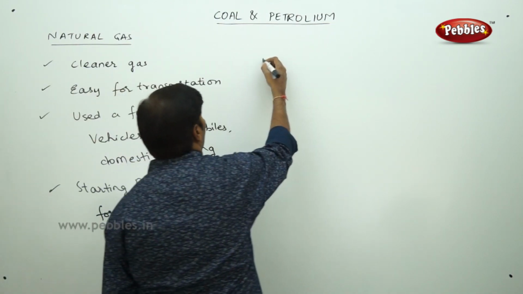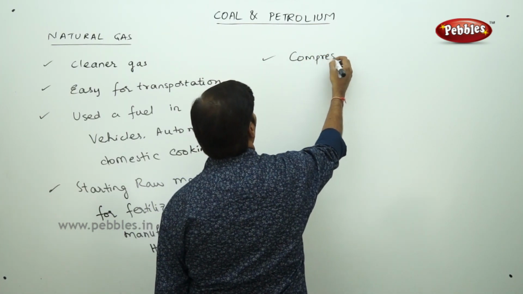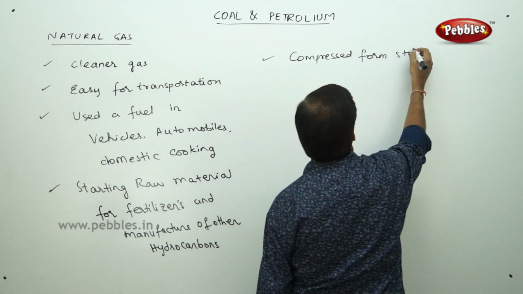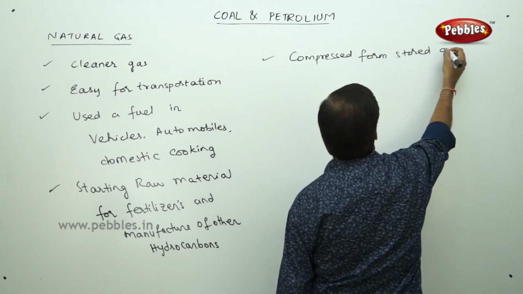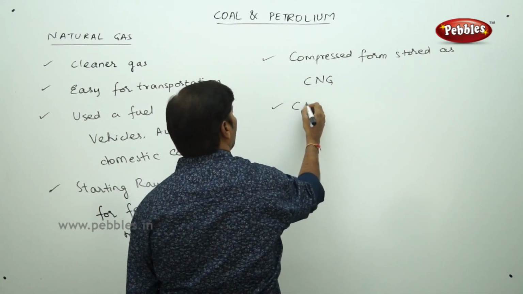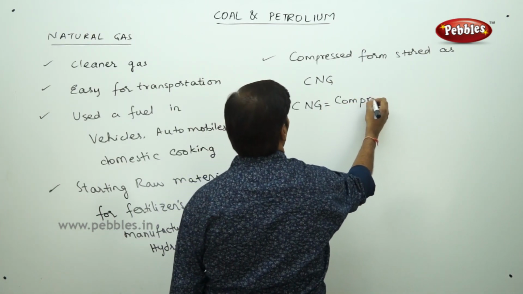Actually, this natural gas is in the compressed form. In the compressed form, it is stored as CNG. If you go for CNG, this is called compressed natural gas.